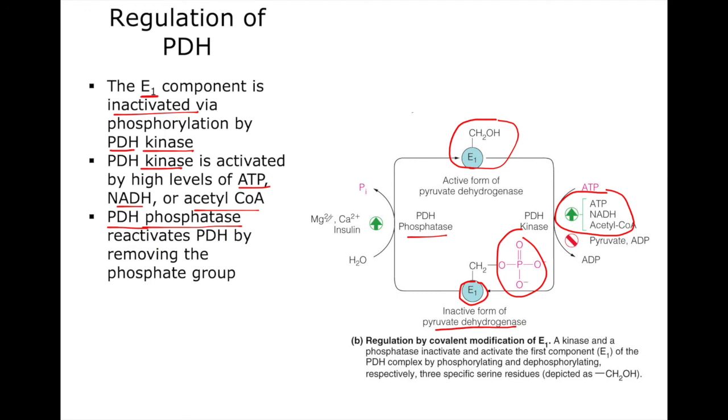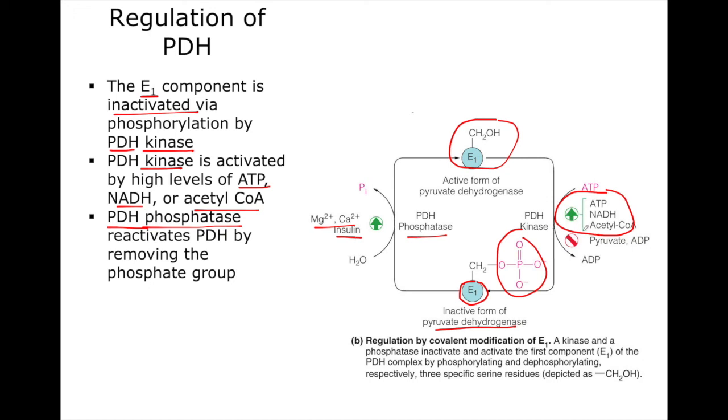And the phosphatase tends to be activated by high concentrations of ions and insulin, which of course gives this regulation a link to outside the cell. So everything's not just dependent on intracellular concentrations. Control of the citric acid cycle can be regulated by extracellular signals such as insulin.